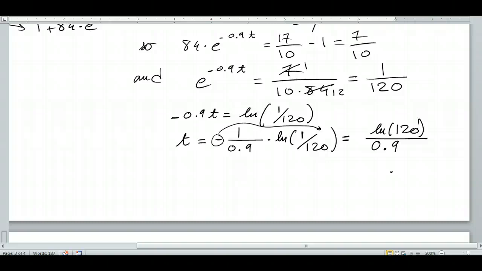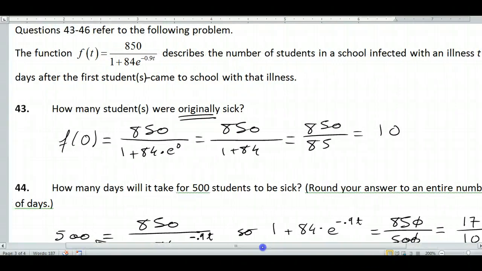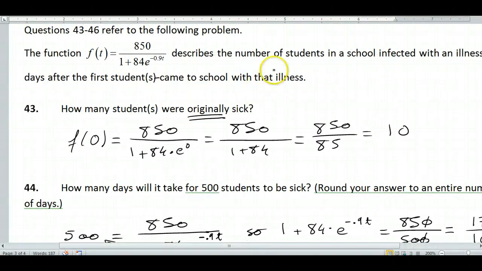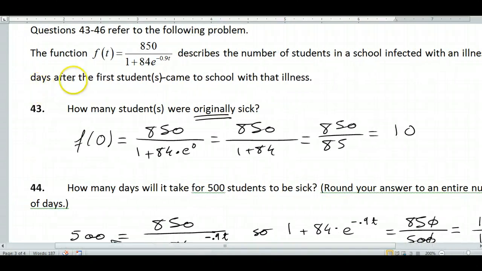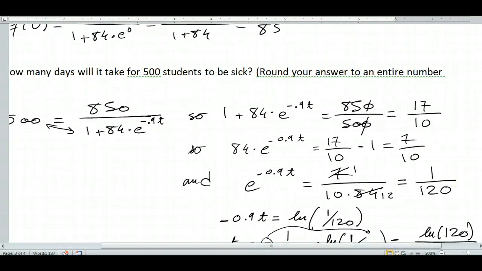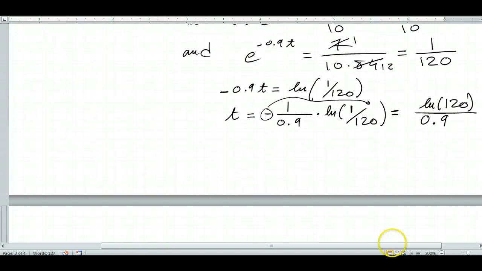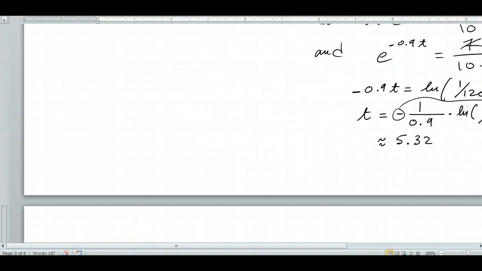This is about 5.32. So I need to read the problem to see what it's all about. 5.32. Describe the number of students at school after a student came to school. T days. 5.32 days. Round your answer to an entire number. So this is the way I'm gonna say it. So it's about 5.32.